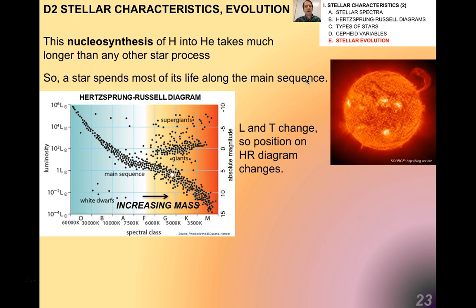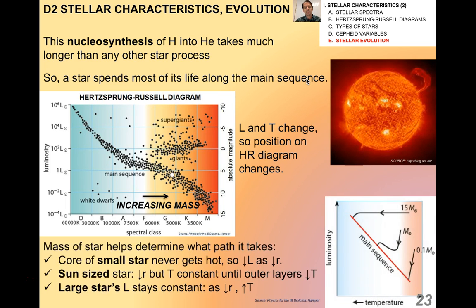Now, from the Hertzsprung-Russell diagram, L and T change, right? So the position on the Hertzsprung-Russell diagram can change, right? So it's the mass of the star. This is a very, very important concept for you to remember. In all of stellar evolution, it's the mass of the star that determines ultimately what happens to the star, what evolutionary path it takes, okay? So for example, the core of a small star never gets that hot. So as the radius goes down, the luminosity goes down.